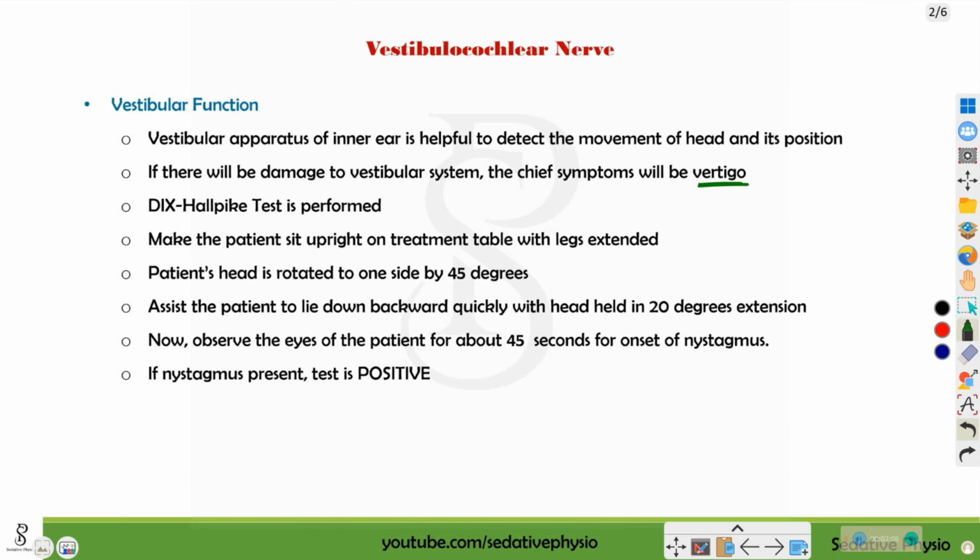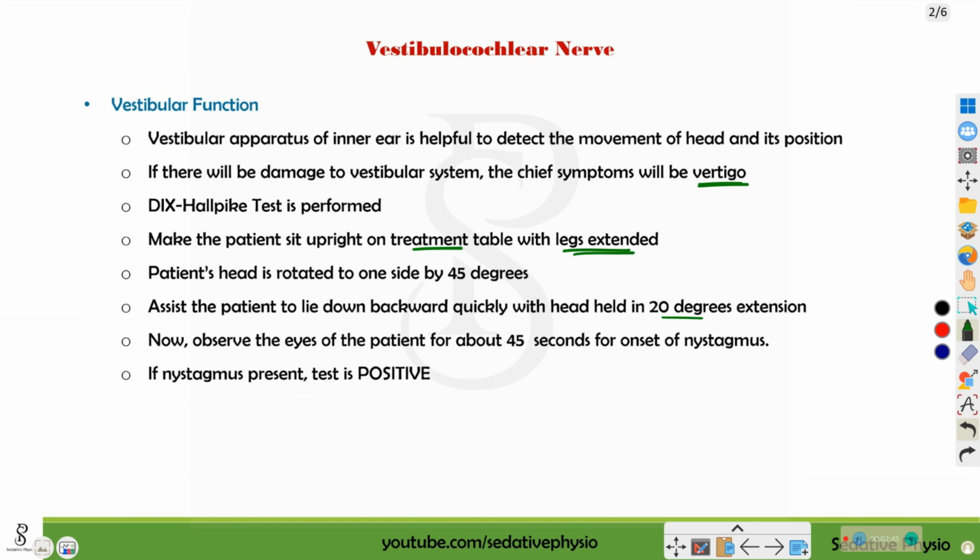For this assessment, first of all, the patient should sit upright on the treatment table with both legs extended. After attaining this position, the patient's head is rotated to one side by 45 degrees. Then we assist the patient to lie down backward very quickly, with the head held at 20 degrees extension.